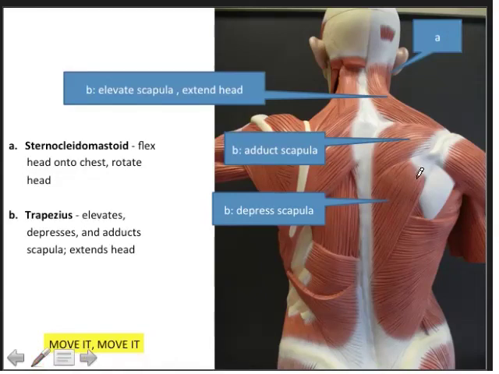This will cause the scapula to rotate like this. Okay, and this depresses the scapula, so this pulls the scapula down. Okay, and this right here would elevate the scapula and would extend the head, that is to pull the back of the head back so that you're looking straight up. Okay, so those are the actions.